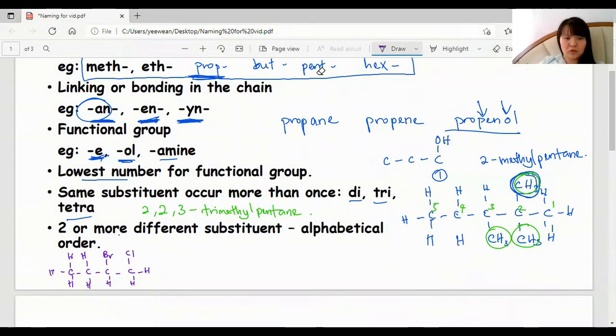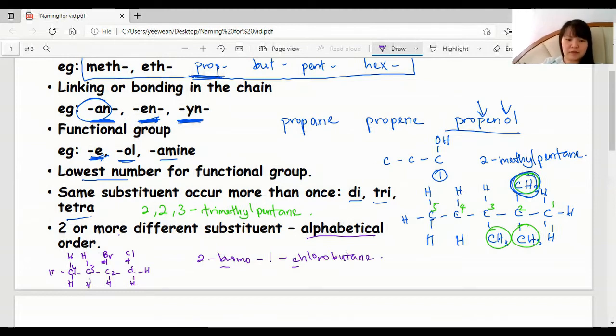Next rule, if there are two or more different substituents, like this, there's a bromo and a chloro here. We go by alphabetical order, not by the carbon number or the position in the group. In this case, B comes before C. So we have to name the bromo first, then the chloro. So 1, 2, 3, 4. So 2-bromo, 1, that's the chloro there. So this must be alphabetical order. And then butane.